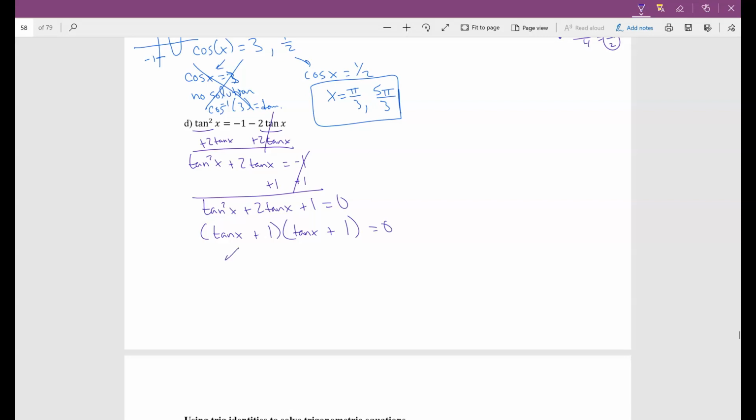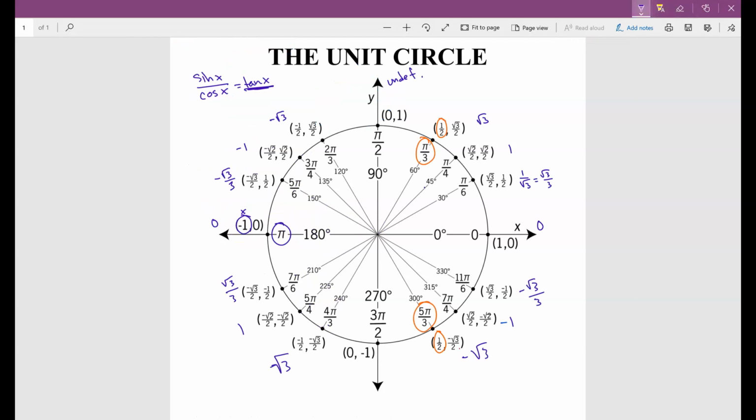So notice that these two are basically the same thing, so you just need to solve for just one. It doesn't really matter. So subtract the 1 over, and you get the tangent of x is equal to -1. Okay, so in this case, x is going to be equal to wherever the tangent of x equals -1. If you look at -1, that's going to be here, and it's also going to be here. So it's going to be 3 pi over 4 and 7 pi over 4.